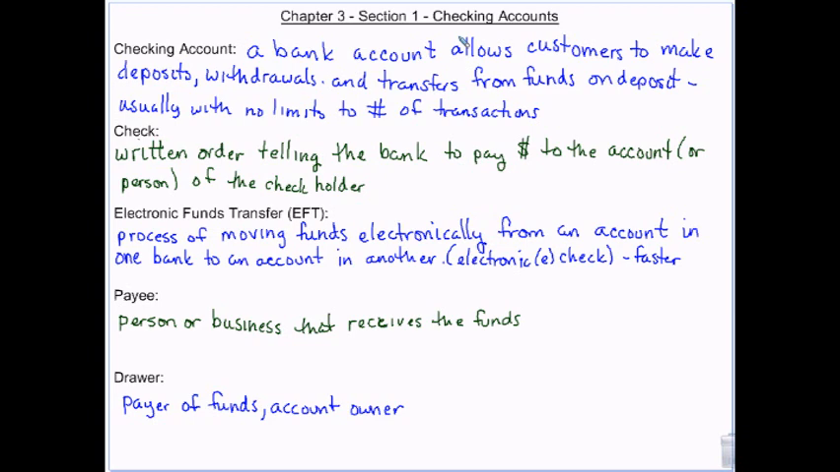The payee is the person receiving the money, and the drawer is the person paying the money. So if you're writing the check or paying with the EFT, you're the drawer, like a cashier drawer, basically.